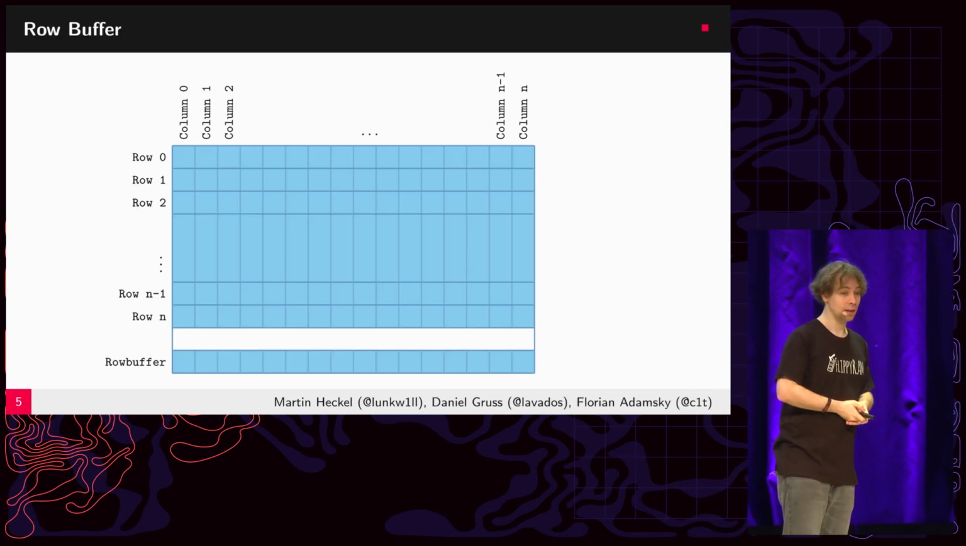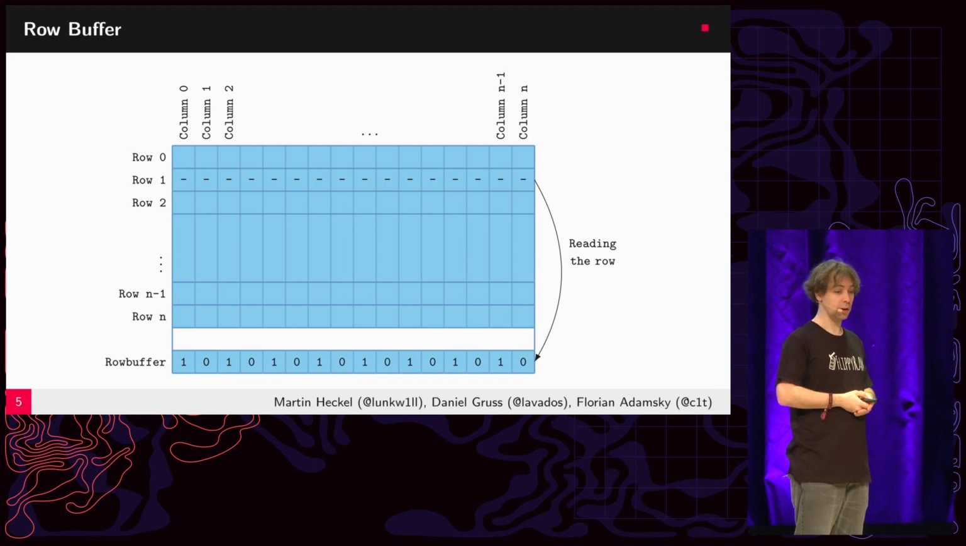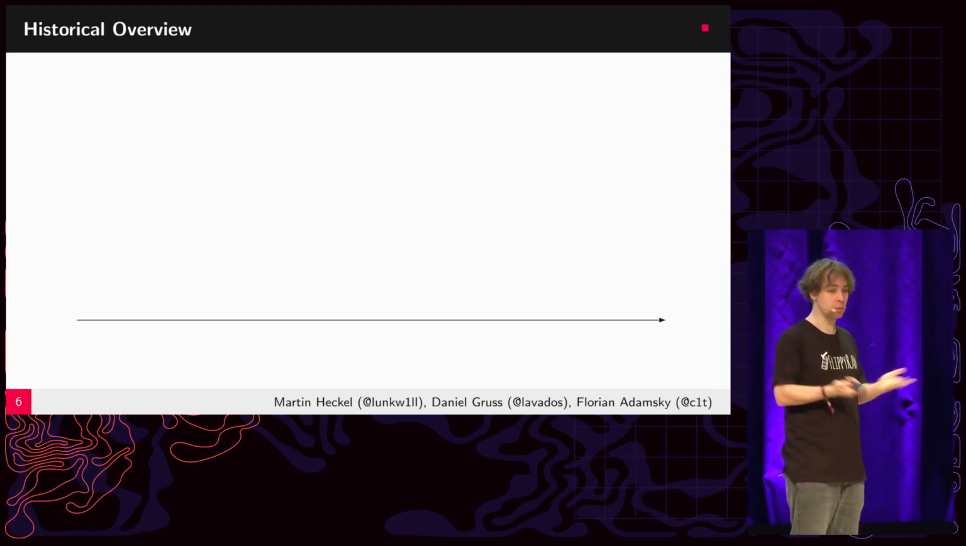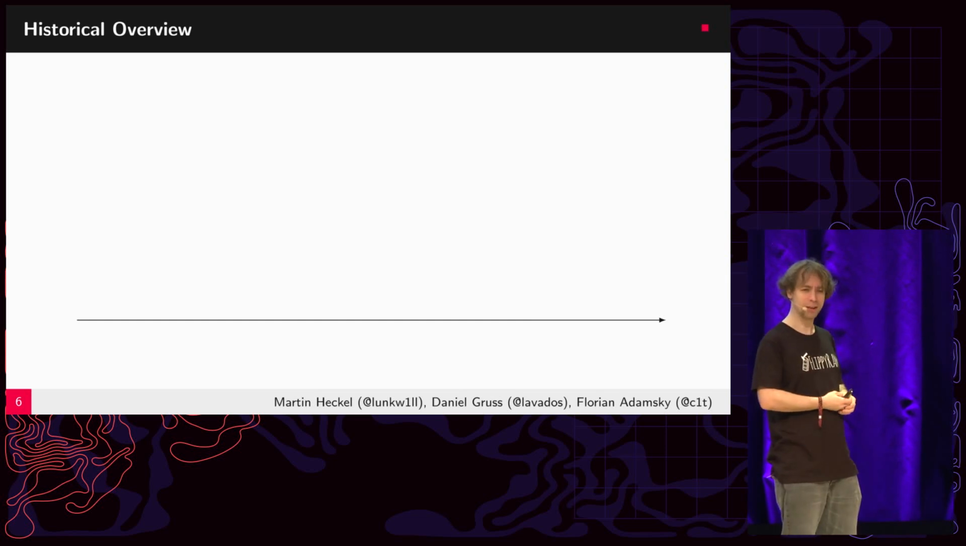If we take a look at how this works with the row buffer, we can look at it like this. The data is first up there, then it's copied down to the row buffer. And then it's written back. That's how it works. Let's maybe take a look at the timeline for this. Then we can give Martin a good overview of how this worked historically, right?